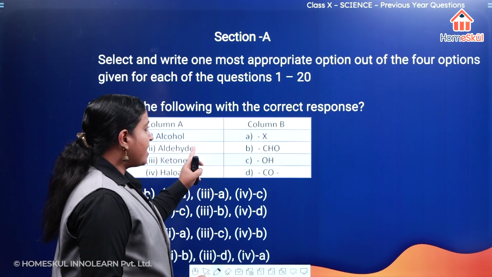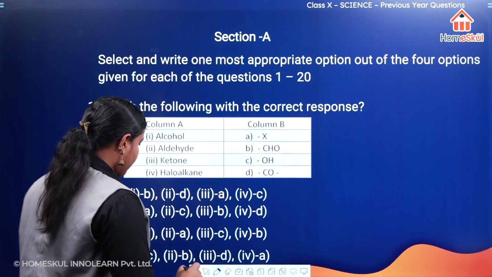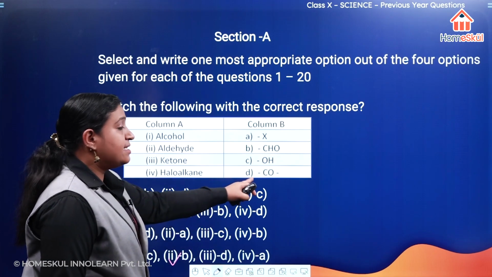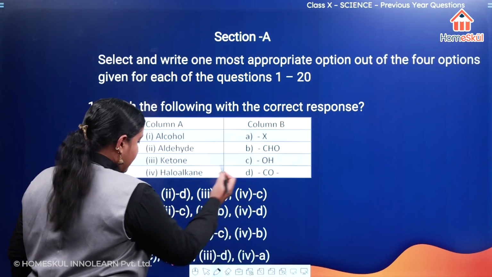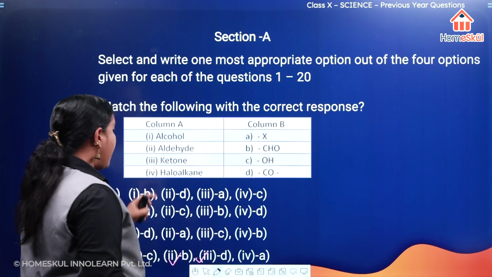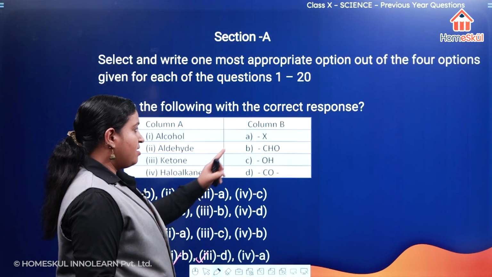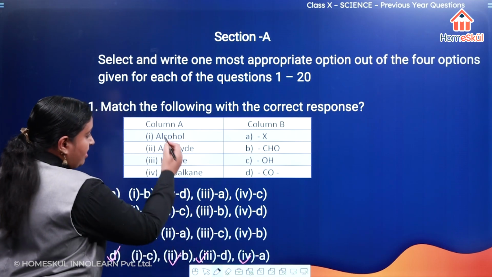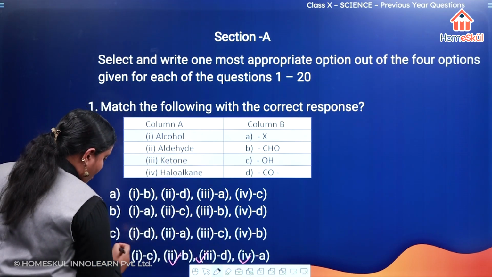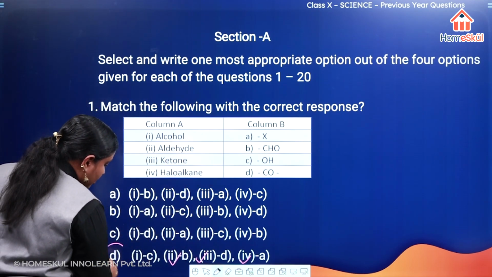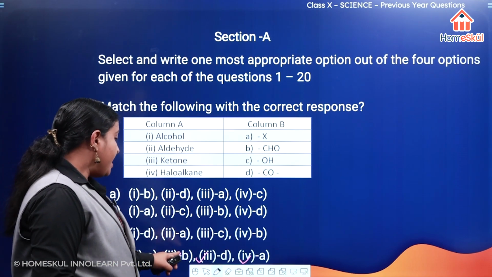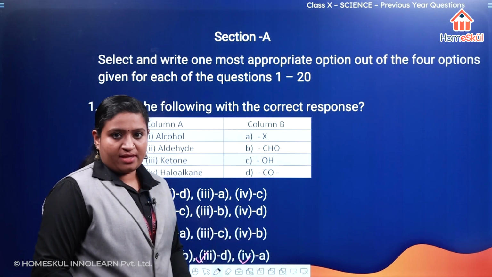Aldehyde. What is the correct one? Aldehyde is B. So here also it is correct. Then ketone. It is CO, right? So it is D. That is also correct here. And the last one, haloalkane, represents X, right? 4A. So all the answers are correctly given in option D. So our answer for this question is D: 1C, 2B, 3D and 4A.